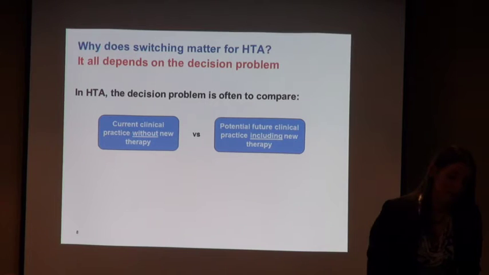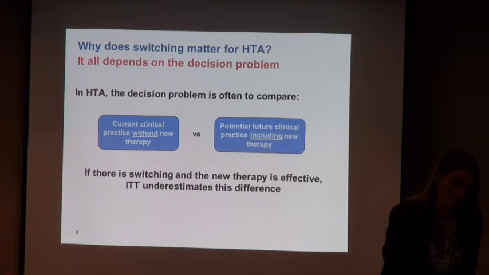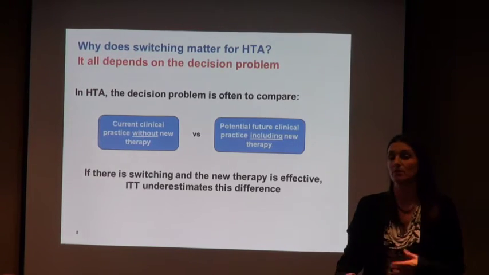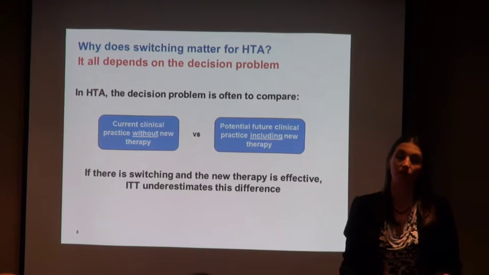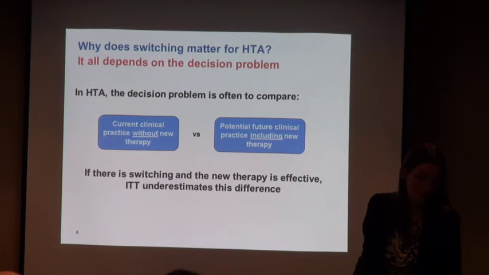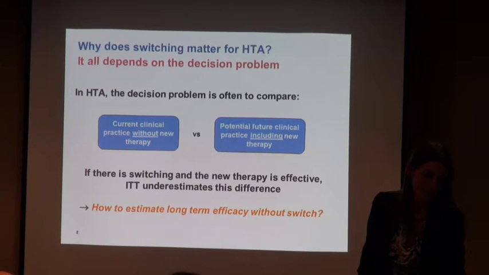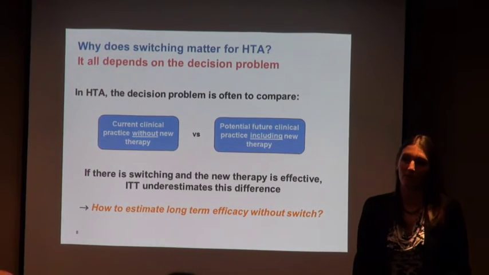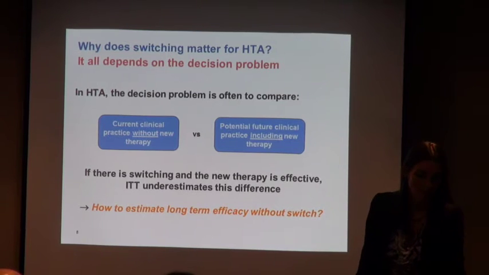And obviously, if there's switching that doesn't represent clinical practice and the new therapy is effective, you're going to have an underestimate of your actual survival difference in real life. So you need to estimate the long-term efficacy without switch. How do we go about that?